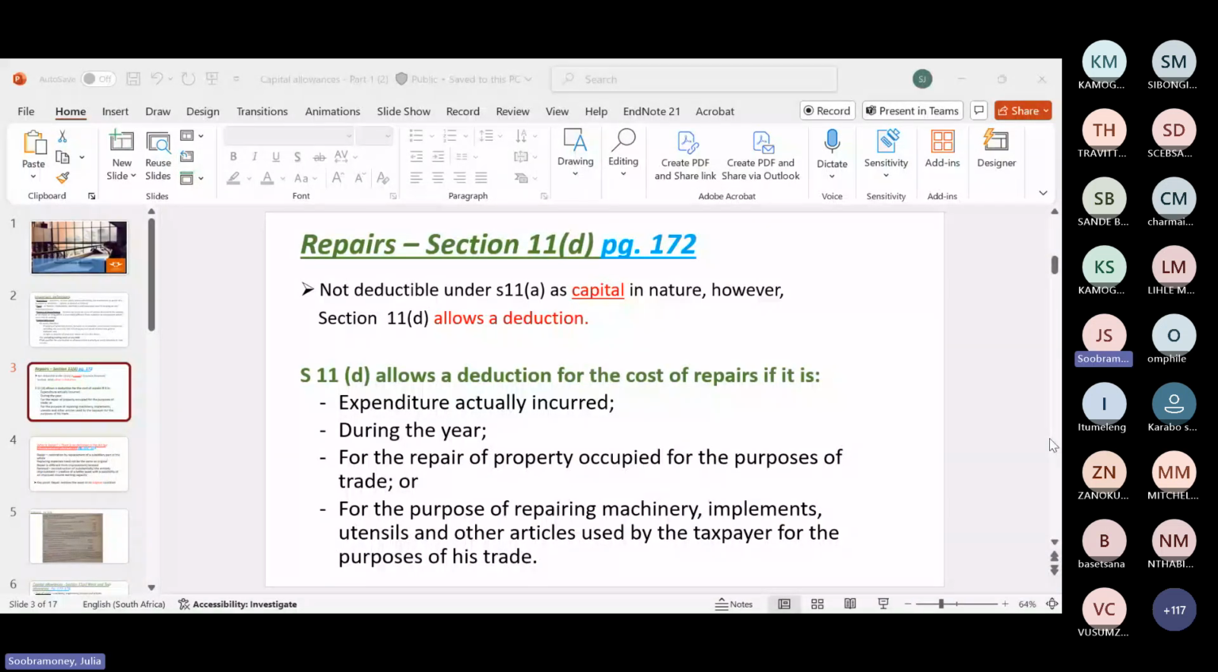Okay, so those are the requirements that need to be met: actually incurred during the year for the purposes of trade. Right, then we deduct it. If it's not for any of those, no deduction, capital in nature, no deduction at all. All right, so let's just go through what is a repair.